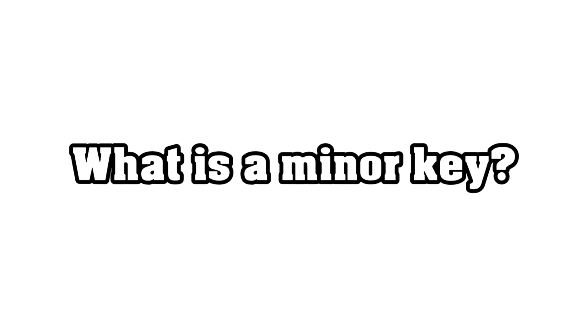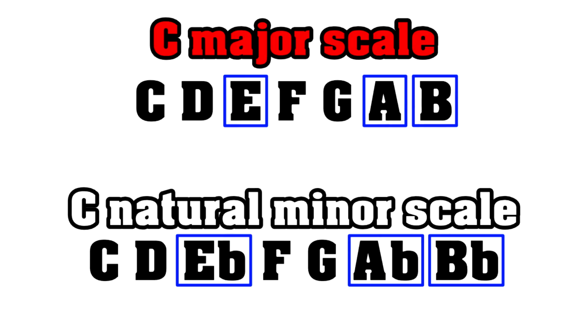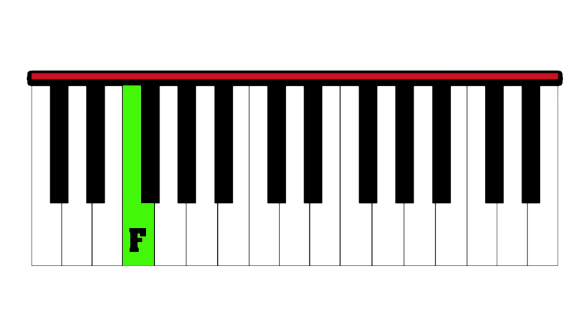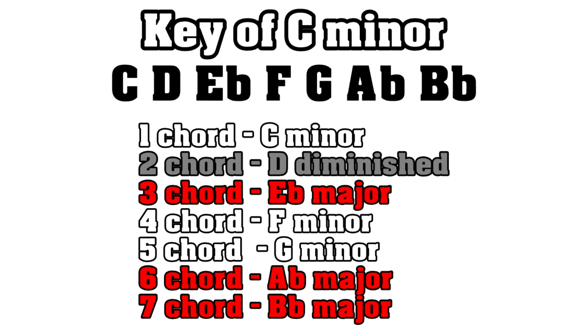A minor key is formed by taking any of the 12 possible major scales, or 15 if you include those extra 3 enharmonic equivalent keys, and you lower the 3rd, 6th, and 7th note by 1/2 step. For example, if you took the 7 notes of the C major scale and you lowered the 3rd, 6th, and 7th note, you would have C, D, E flat, F, G, A flat, B flat. This new scale is called the C natural minor scale. This is now the new default scale that is used to determine the chords for the key of C minor.